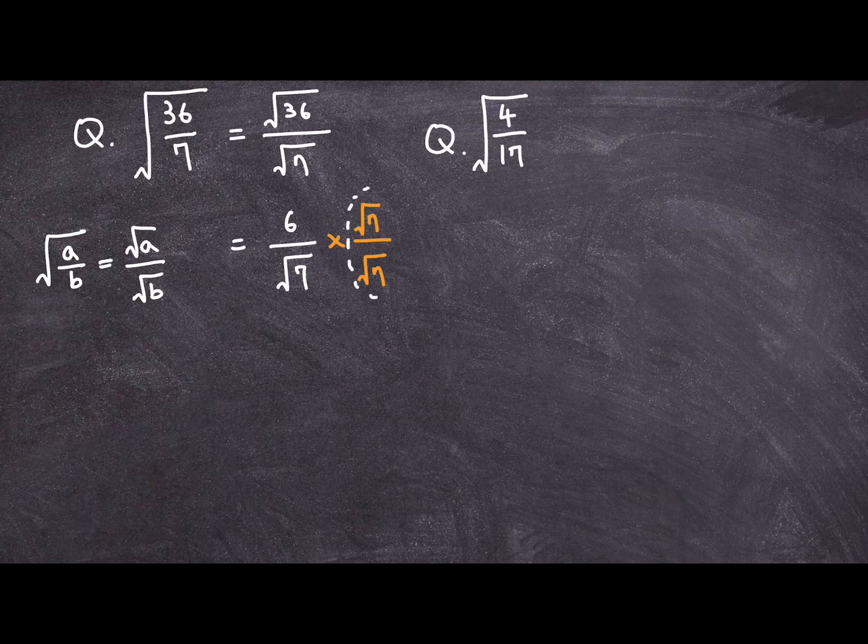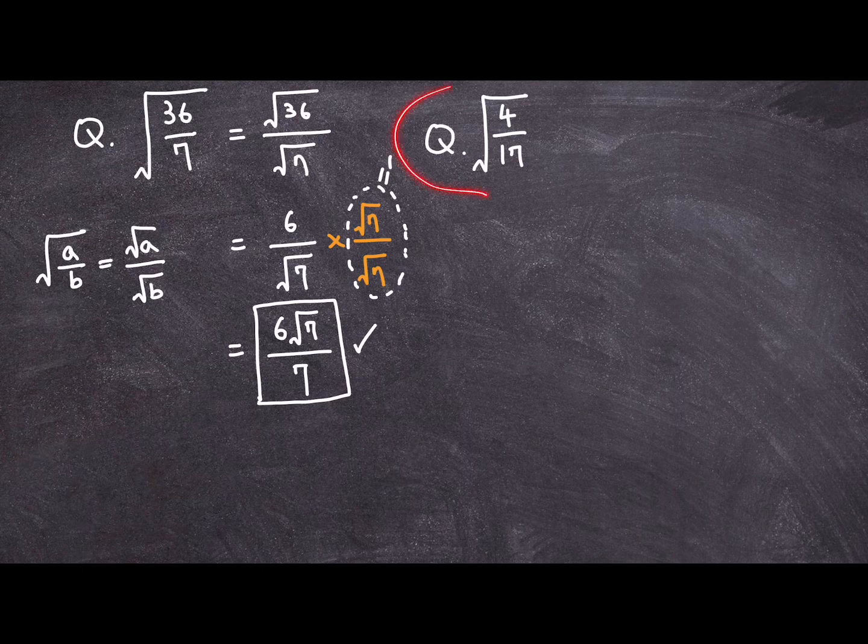And this number right here is equal to 1, so it'll not change the original value of 6 over square root of 7, but it'll help us get rid of that square root sign in the denominator. If I multiply that number, 1, or square root of 7 over square root of 7, I'll end up with 6 square root of 7 over 7. And now my number looks good enough to be my final answer, so I'm going to box it and say that's the form of the answer that I'm going to present as my final answer. Now that's question number 1 done. Let's tackle question number 2.